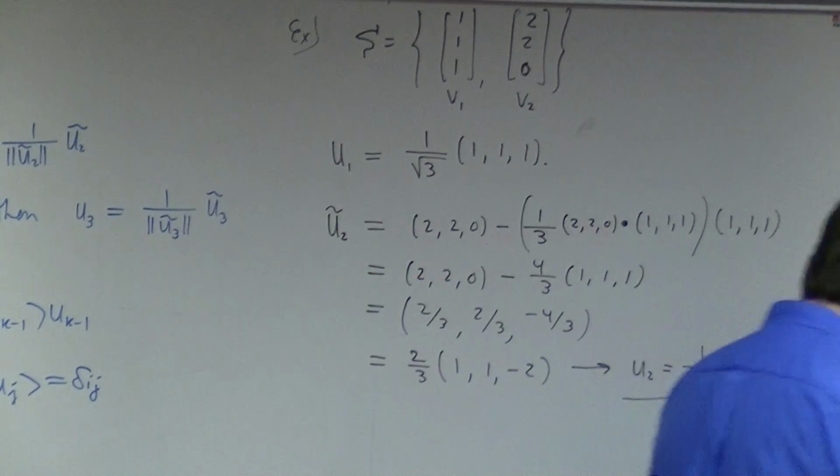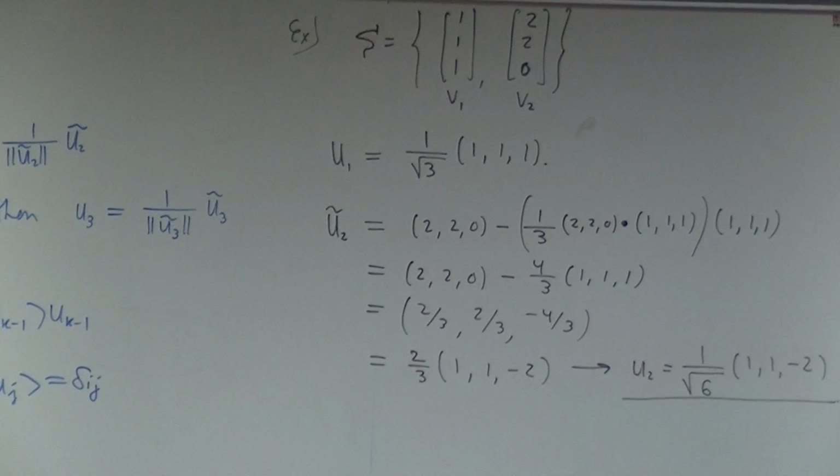Wait, so what did you do to get from there to there at the bottom line? Like the arrow? I normalized it. So I did this.